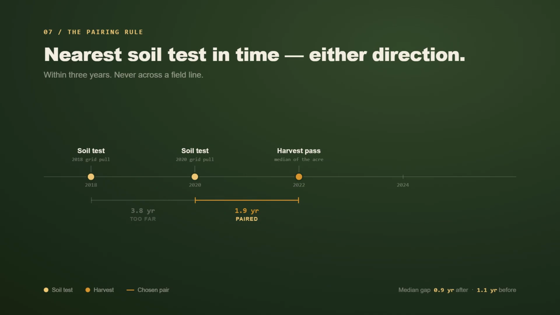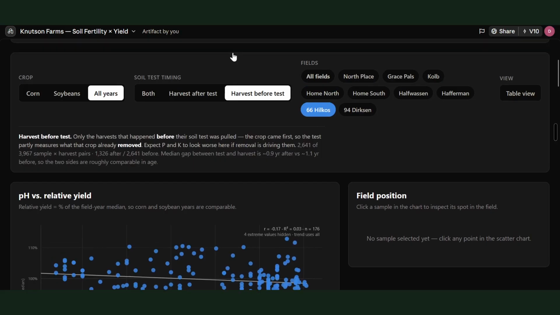Some of the soil tests were pulled after the harvest that they're paired to, and some were pulled before. So I did build a switch so we can see if that really affects things. To be fair, it definitely does affect things. But honestly, this is probably noise.